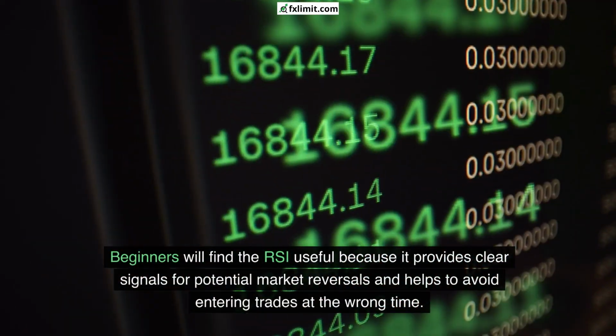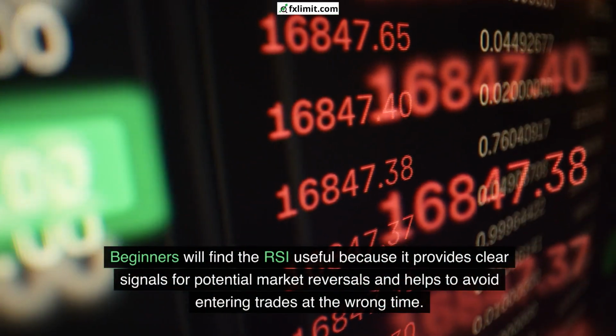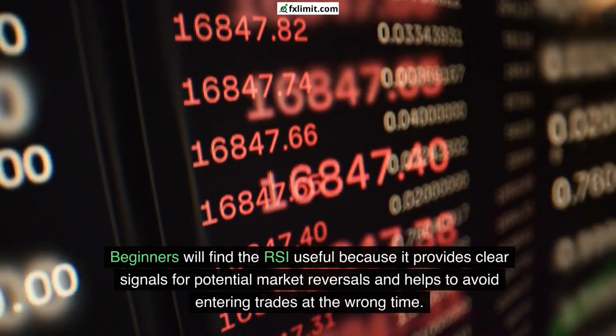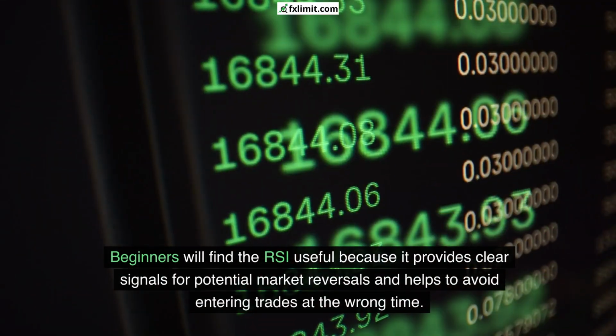Beginners will find the RSI useful because it provides clear signals for potential market reversals and helps to avoid entering trades at the wrong time.